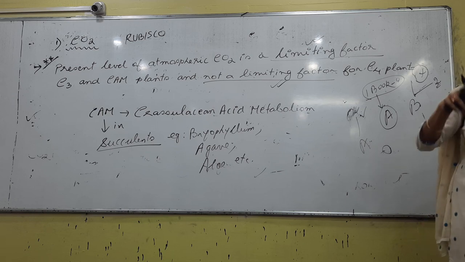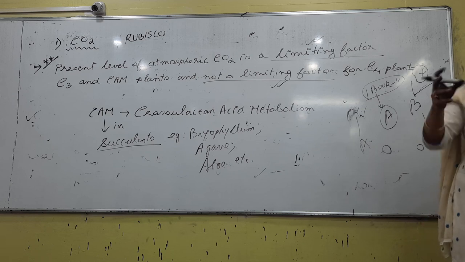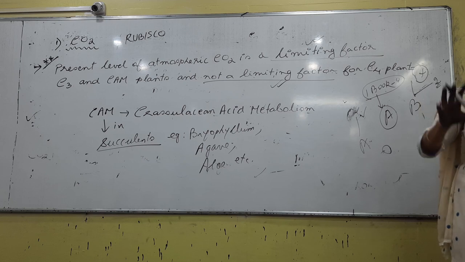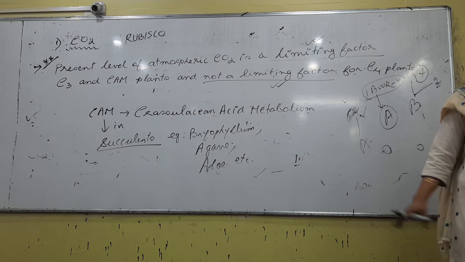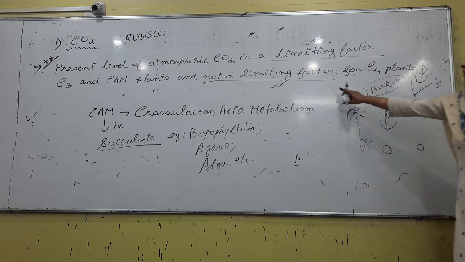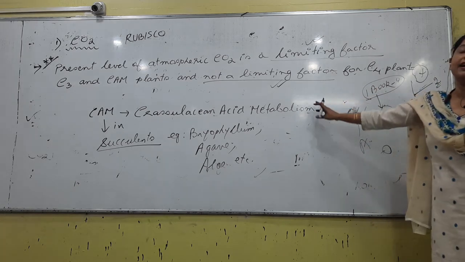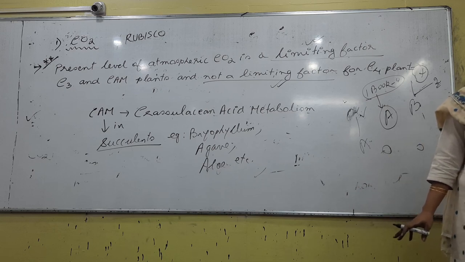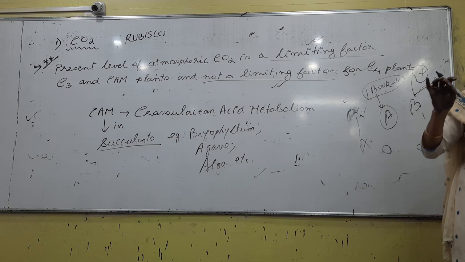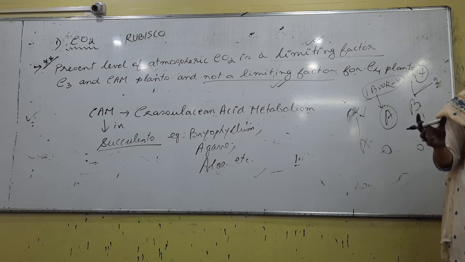It limits your process. I have more, you will do more. I have less, you will do less. Directly dependent, right? But whereas in case of this example, we use the word what? Not a limiting factor. Why? In certain types of plants, carbon dioxide is accepted from two sources, not only from the atmosphere, but from certain reactions that occur within the cell itself.